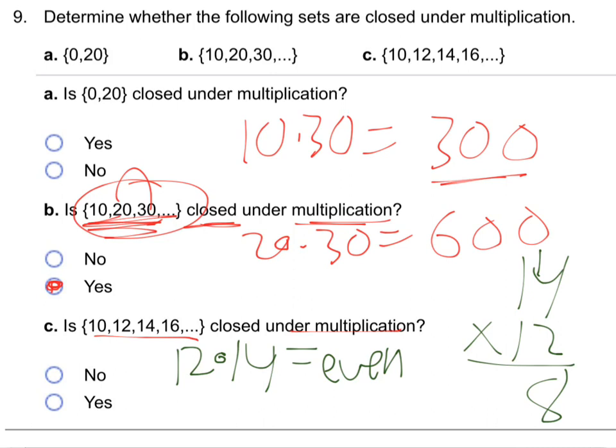So even answer. So what does that mean then? Is it closed? Yeah, best I can tell, it's got to be, right? Because every answer is going to be even. It's going to be bigger than 10. So that one's going to be closed, isn't it?